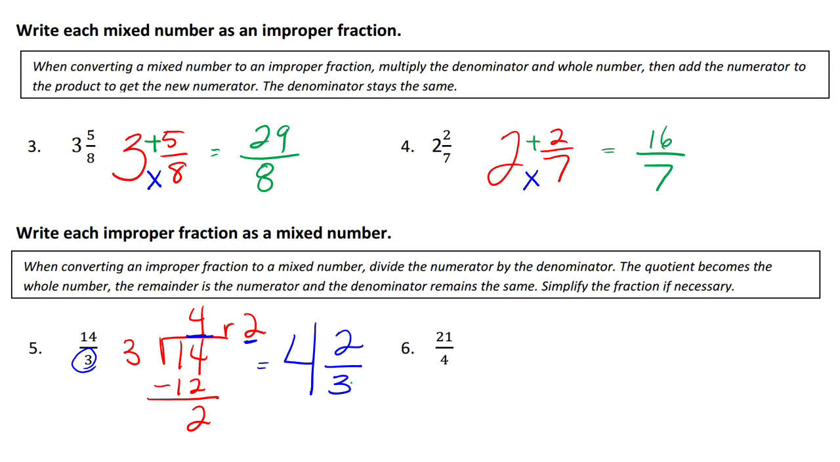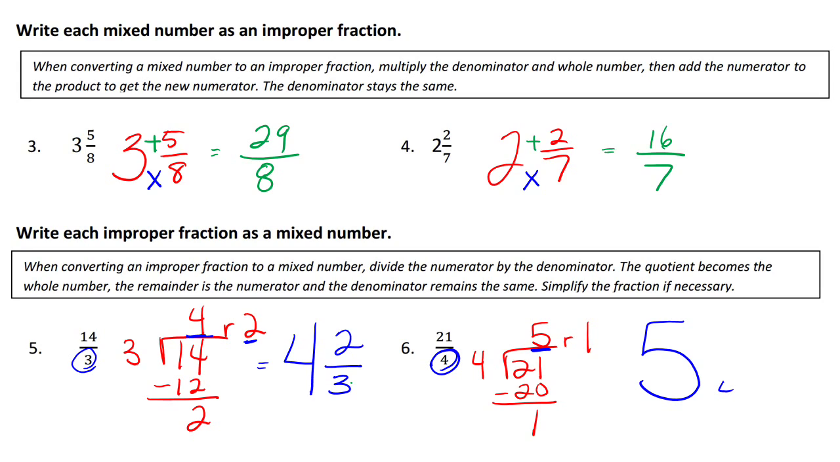Let's go ahead and try 21 over 4. So let's do some long division. 4 goes into 21 5 times, and we know that there is one remainder. So here we're going to take our 5 as our whole number. We keep our denominator, which is 4, the same. And our remainder is our numerator. So 21 over 4 is equivalent to 5 1/4.